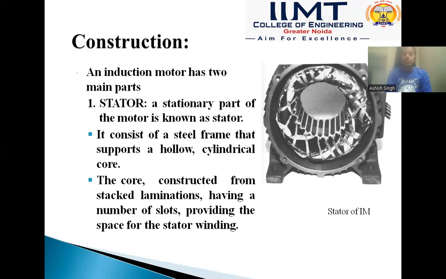And what is the purpose of stator? The stator of an electrical machine serves two purposes. The main purpose is to provide a return path for the flux, and second, to support the stator winding and rotor, and it also protects the stator winding and internal circuitry from the outer harsh environment.